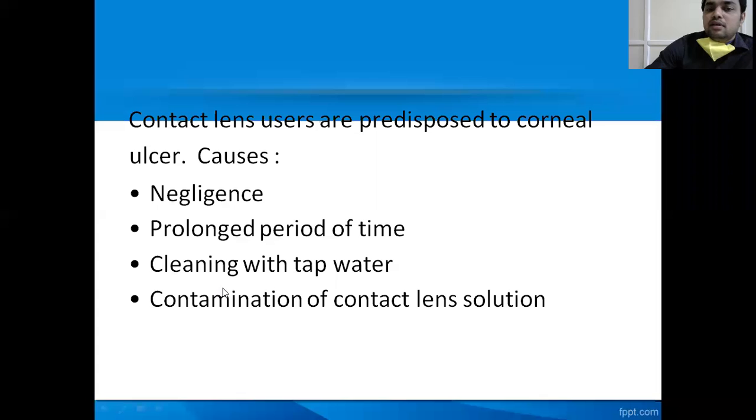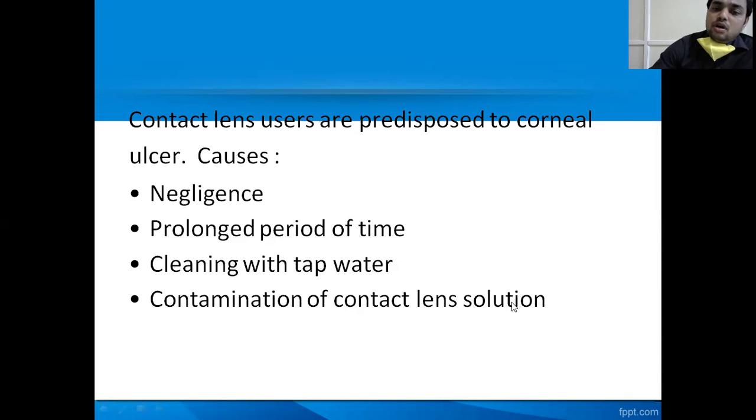And cleaning of contact lens with tap water. There is a separate solution for contact lenses. We should use that solution only. If you wash the contact lens with tap water and then insert the contact lens, there are a lot of pathogens, mainly Acanthamoeba, in the water. They lead to infection of the cornea and eventually corneal ulcers.